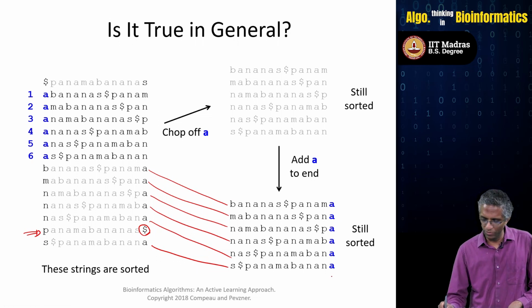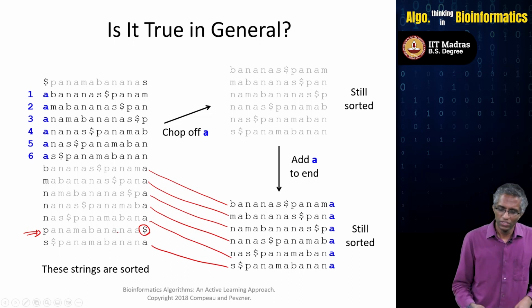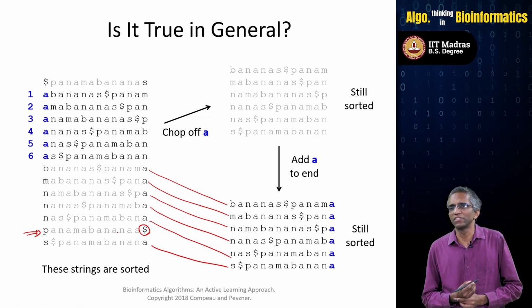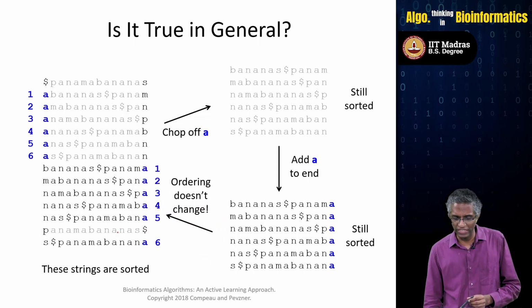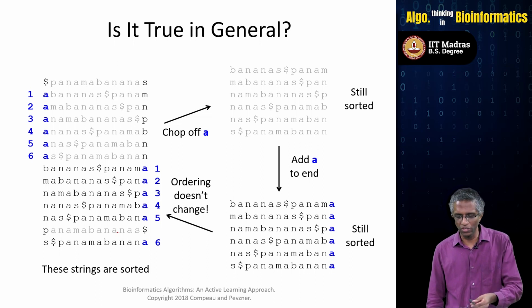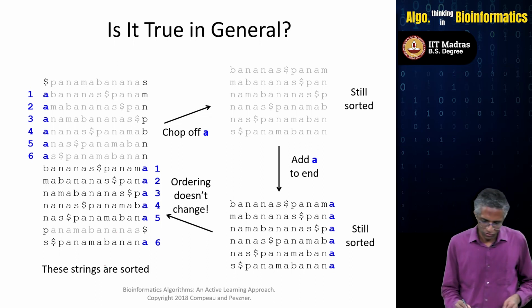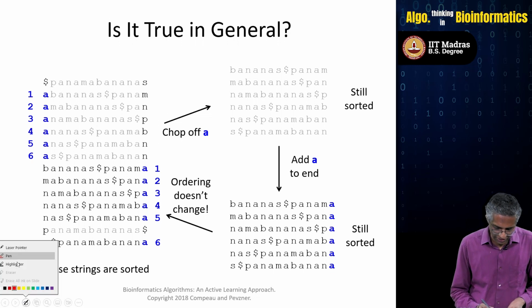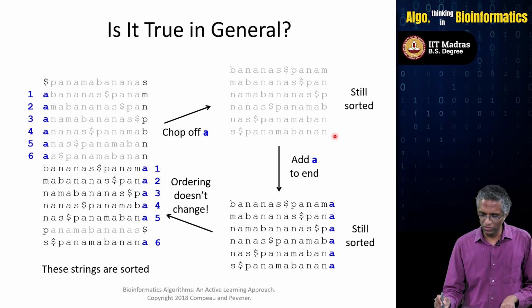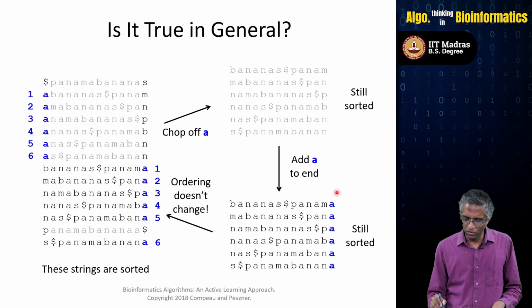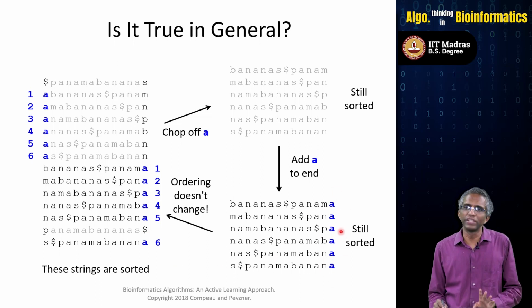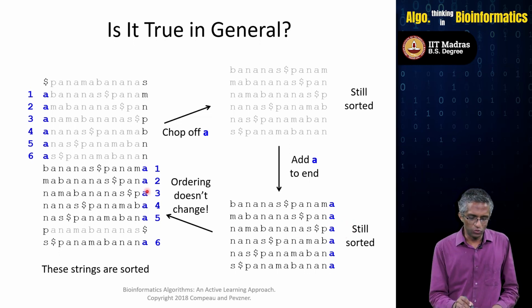Because they are still sorted, you don't have to shuffle them around and make the lines crisscross each other. They are still sorted, so the ordering does not change. The ordering in the first column and the ordering in the last column does not change. That is the key here: when you chop off this A, the ordering does not change, and if you add this A to the end, it is the same A's, so the ordering still does not change. The ordering of the A's in the last column is just wherever they are in the first column, and so the last column ordering remains the same.